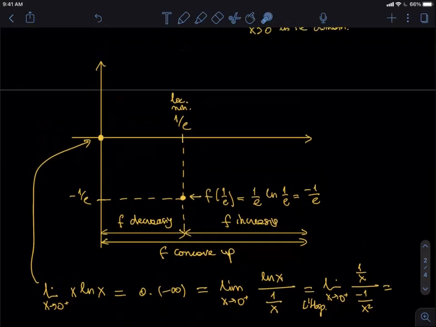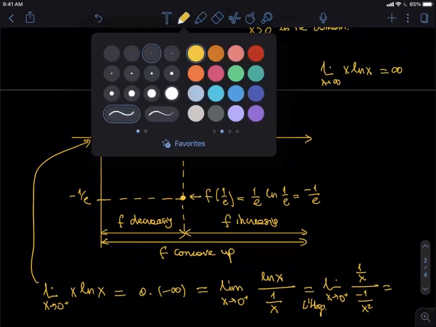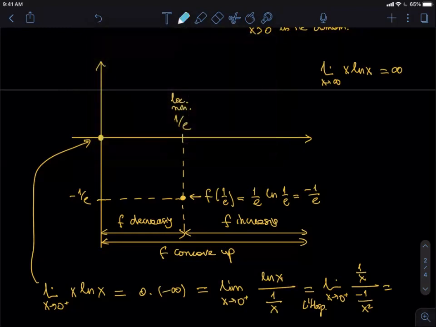And then something else that we need to know is the limit as x tends to infinity of x logarithm of x, but that we know because the limit of x is infinity and the limit of logarithm of x is infinity, so this is infinity. So it will just go up. And that's all the information we need. So we know it's concave up, so it will look something like this. Let me use a different color. And then it will go up like this. Okay.